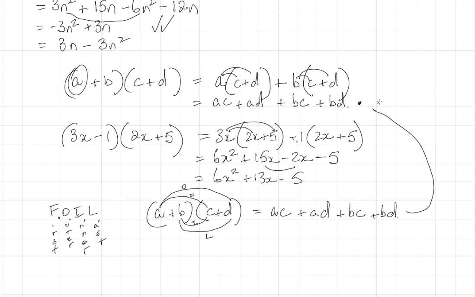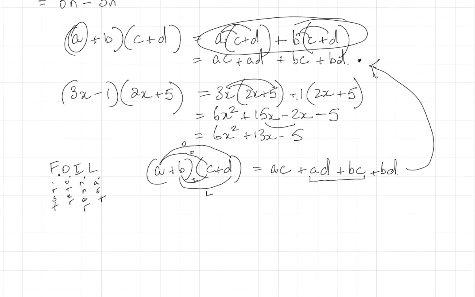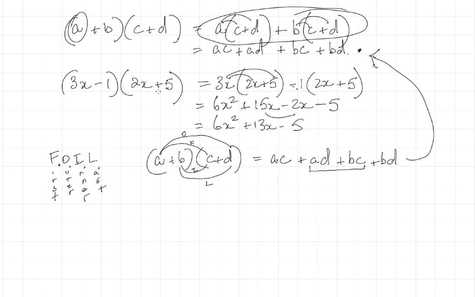You can see that that's exactly the same as what we've got up there. It just means we don't have to do the intermediate step that we've done up there. What it does do too, if there are like terms, it puts them together. So let's have a look at just doing this example we did up here by using FOIL. 3x minus 1 times 2x plus 5. So we're going to use FOIL.